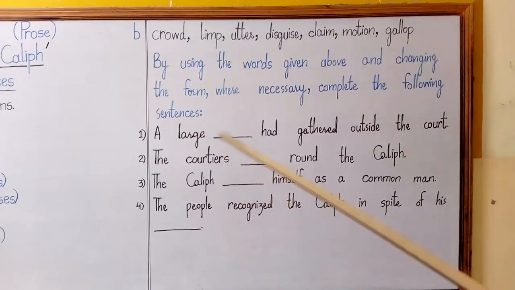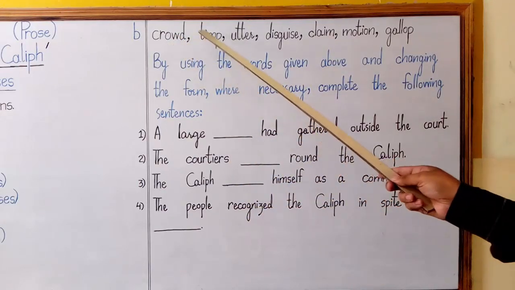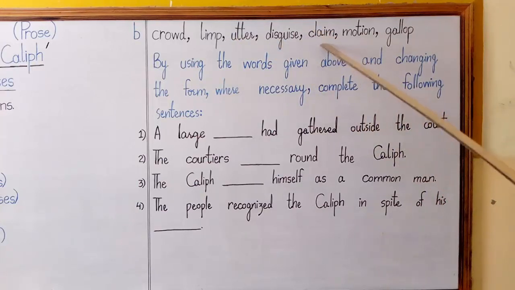In exercise B, you can find some words written: crowd, limp, utter, disguise, claim, motion, and gallop. Before we start this exercise, I would like to tell you something about these keywords. All these words are both verb and noun in nature. The word crowd can be used as a noun and as a verb. Same as limp. Utter can also be used as a noun and as a verb. So all these words can be used as nouns and verbs both.